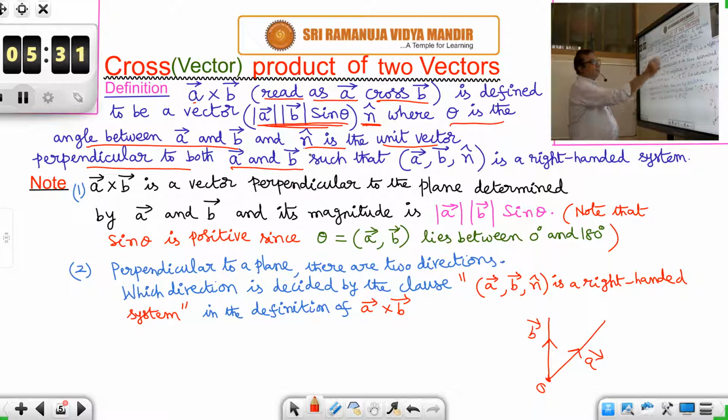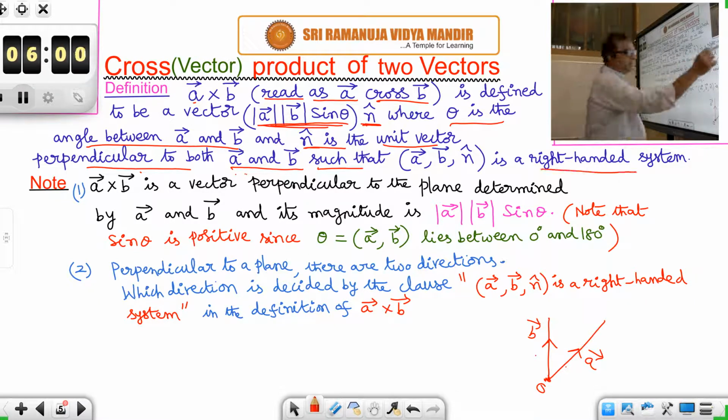Please read it carefully. n cap is a unit vector perpendicular to both A bar and B bar. Perpendicular to both A bar and B bar, there are two unit vectors, one coming towards you, the other one going behind the plane. Out of that, which one? That is clearly described here: such that A bar, B bar, n cap is a right-handed system.